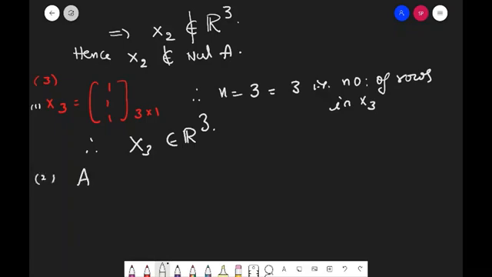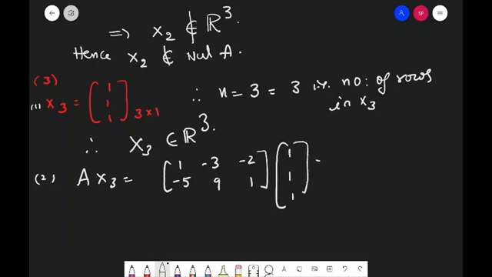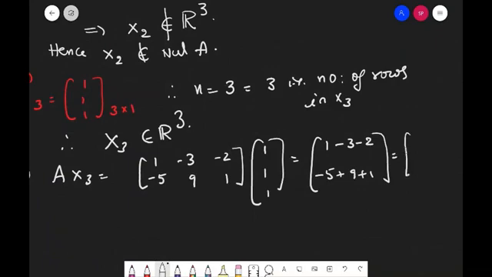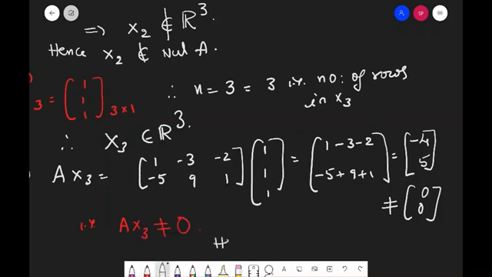Now let us look at the second condition. Ax3 is equal to [1, -3, -2; -5, 9, 1] into x3, which is (1, 1, 1). So this is equal to 1 minus 3 minus 2, and then minus 5 plus 9 plus 1, which is equal to (-4, 5). This is not equal to (0, 0). That is, Ax3 is not equal to 0. Hence x3 does not belong to null A.